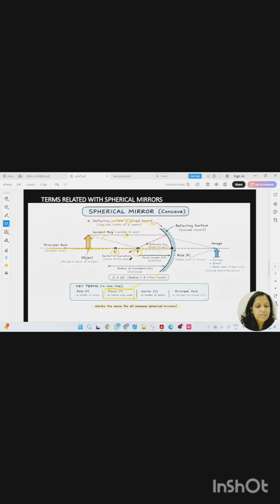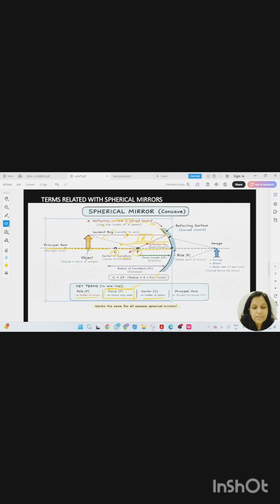What is this C? C is center of curvature. Center of curvature means what? It's the center of the imaginary sphere of which the curved surface is a part. So C is the center of the curvature. Then the distance from this point till C will be considered as R, capital R, which is known as radius of curvature. And half of this distance is known as focus, where the reflected rays meet.